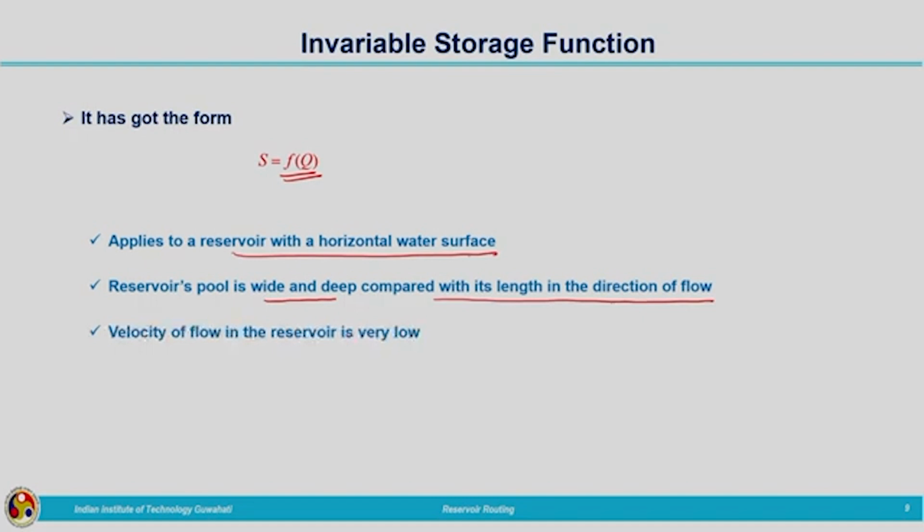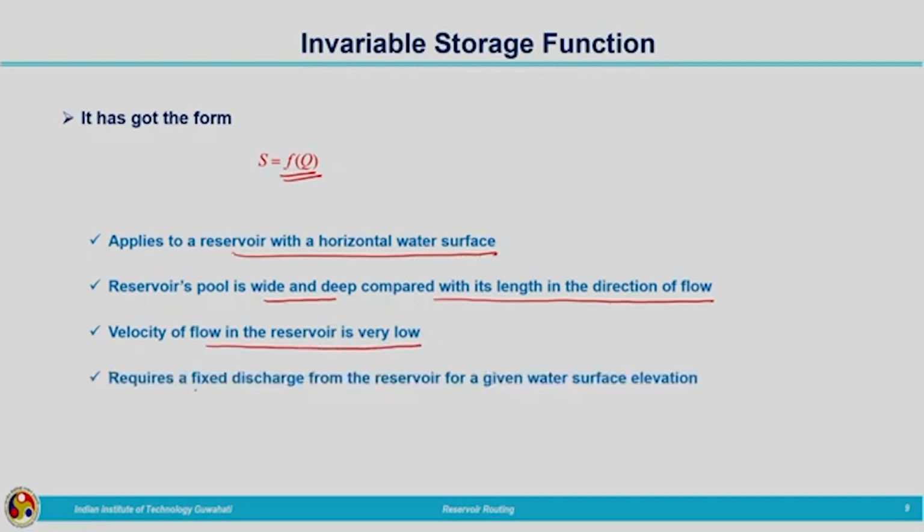Now, coming to the velocity, velocity of flow in the reservoir is very low, and it requires a fixed discharge from the reservoir for a given water surface elevation. For getting the water surface elevation, it needs to have a fixed discharge. So, these are the conditions to be satisfied for making this assumption, that is S is a function of Q. That is, this is the case with invariable storage function.